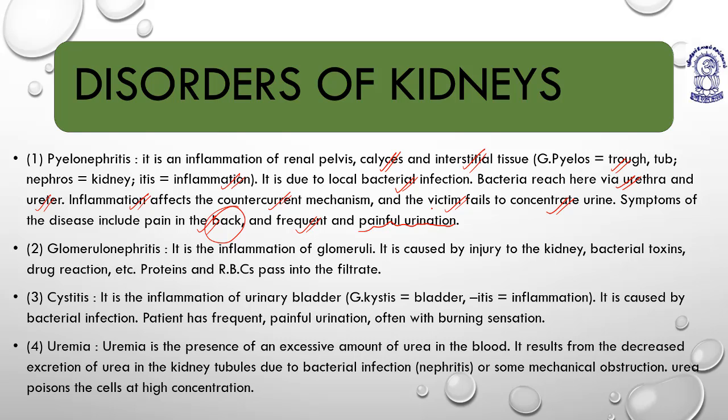It is a bacterial infection. The bacteria reach these regions like renal pelvis, calyx, and interstitial tissue through urethra or ureter. The inflammation causes swelling and thereby the countercurrent mechanism is affected. Because of the affected countercurrent mechanism, the victim fails to concentrate urine. Symptoms of the disease are backache, pain in back, and frequent and painful urination.